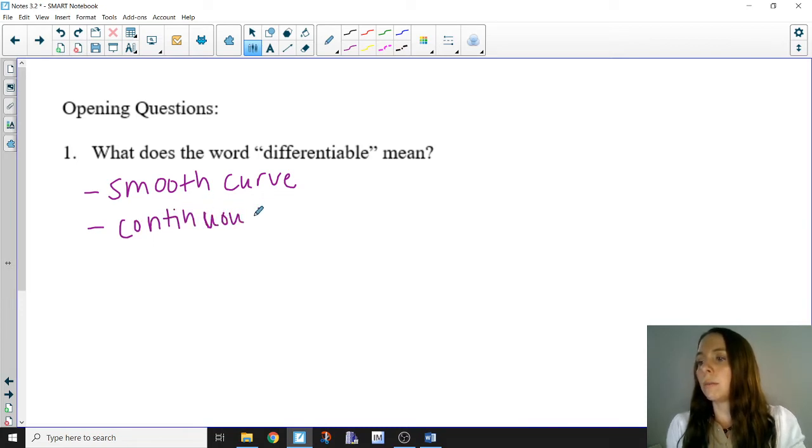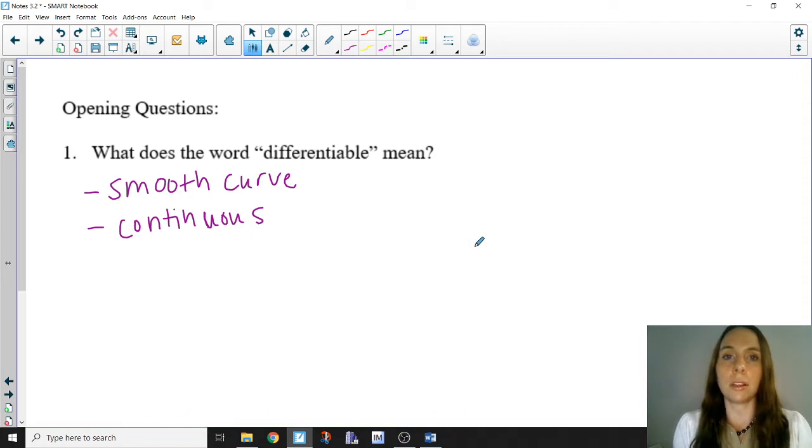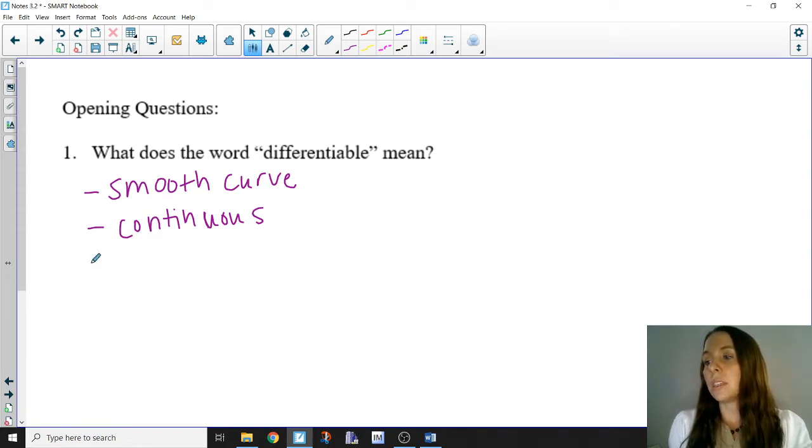Continuous. I can't write and talk at the same time because I won't remember how to spell things, but there we go. Continuous is a part of smoothness, a part of differentiability, but it's not all of it, as you will see. But still, it's important to note that you do have to have a continuous function for it to be differentiable everywhere.